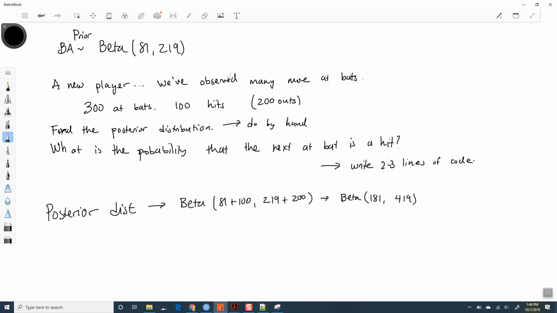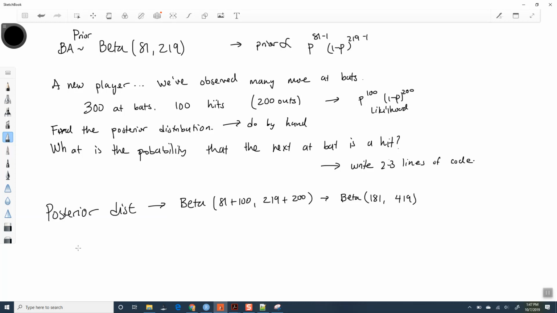And if we weren't sure, you could do the likelihood, which is going to be p to the 100 times 1 minus p to the 200. This is the likelihood, and then the prior is proportional to p to the 81 minus 1 and 1 minus p to the 219 minus 1, and then when you combine them, you're going to get this.